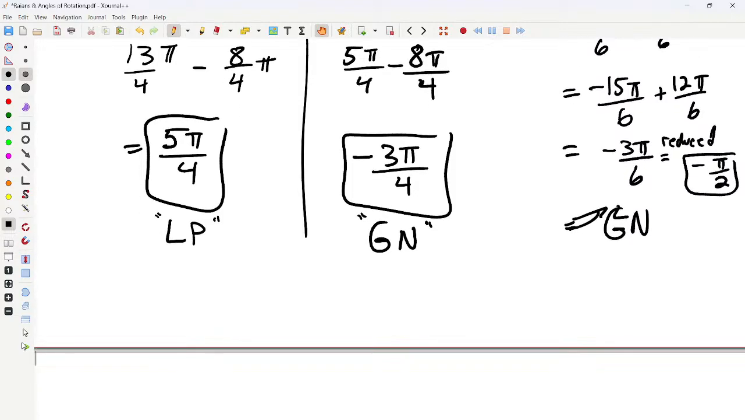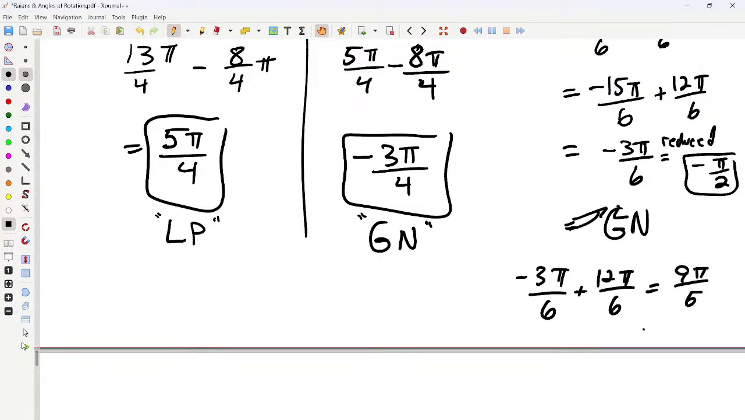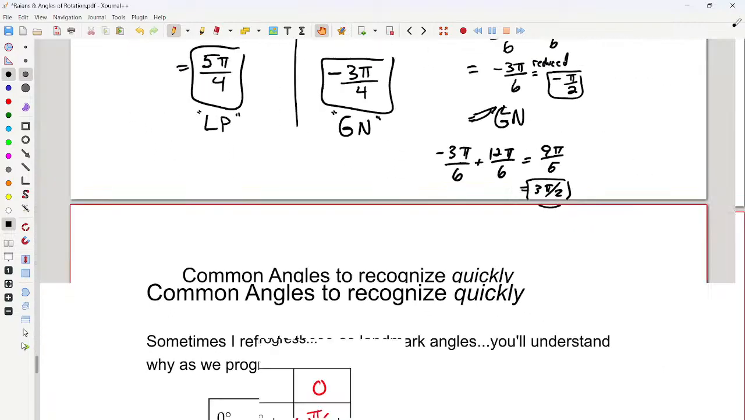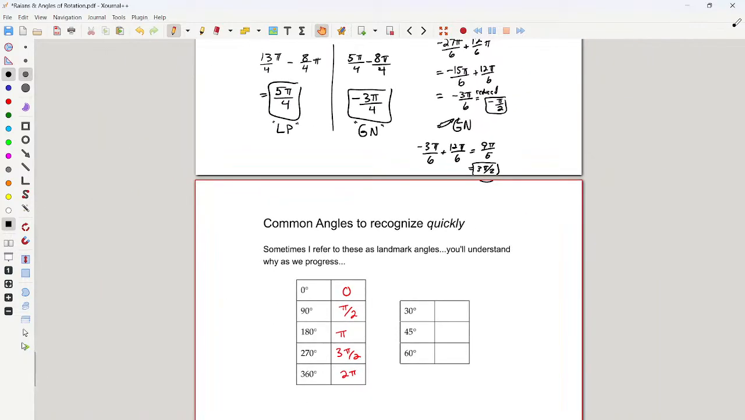We're going to add 12 pi out of 6 to this. You would get 9 pi out of 6, which would reduce to 3 pi over 2. And by the way, this would be our least positive. Moments ago, I had those red numbers there.